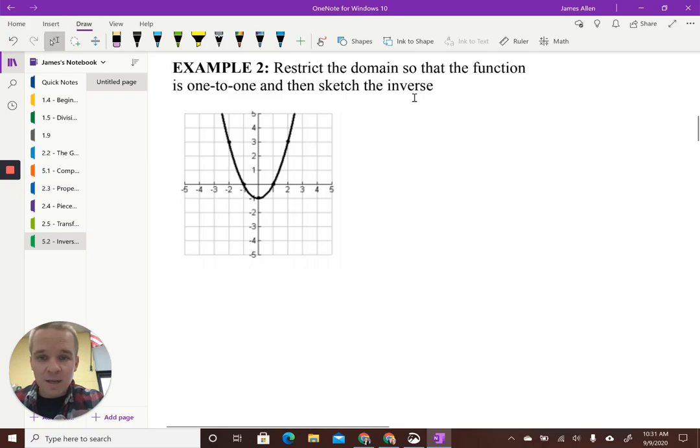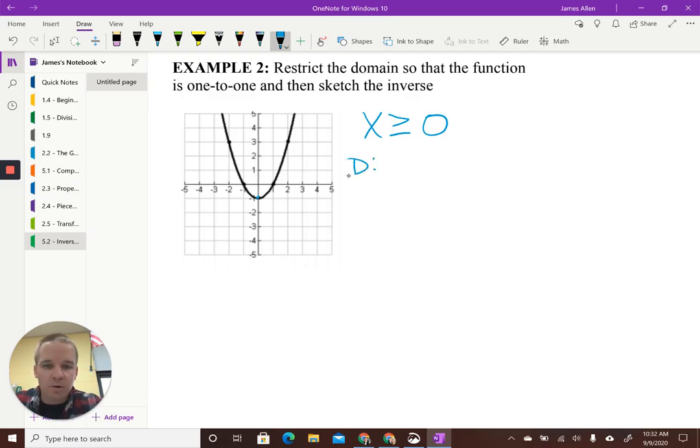Yay! So my domain here, if I want to make sure that it's 1-to-1, I've got to make sure that it passes the horizontal line test. Where am I going to restrict it? Right here at my vertex. All right? So this value right here is where x is equal to 0. So I either have to be x is greater than or equal to 0 or less than or equal to 0. I'm going to go with x being greater than or equal to 0 for my domain. So we could write that, if we're going with interval notation, from 0 to infinity. So I'm only talking about this portion of the graph. I'm not talking about the other portion.